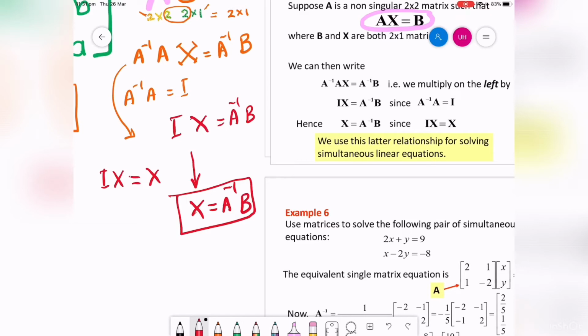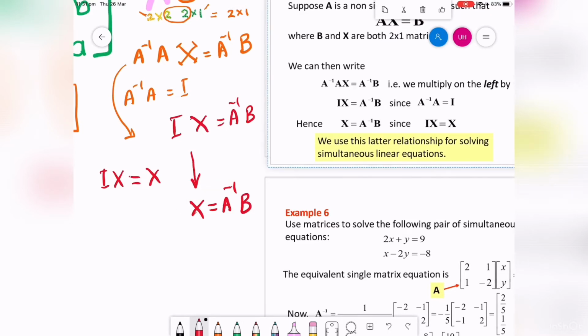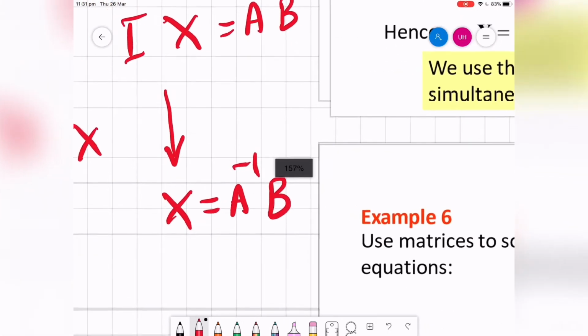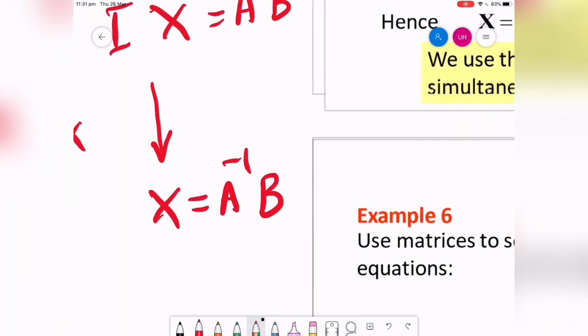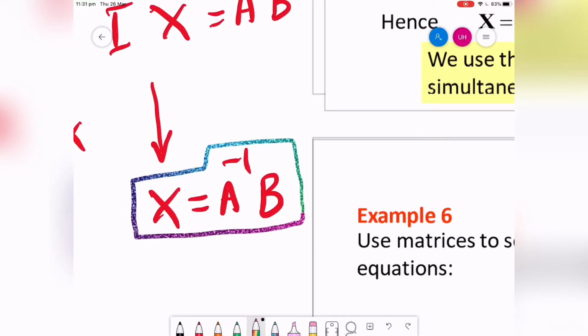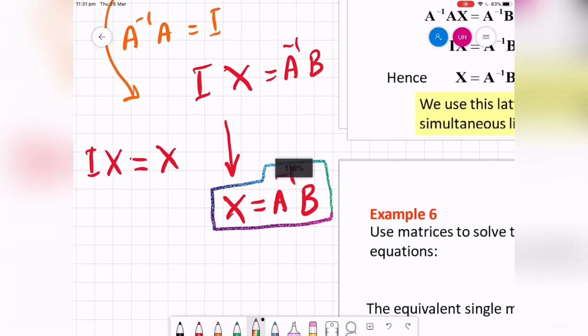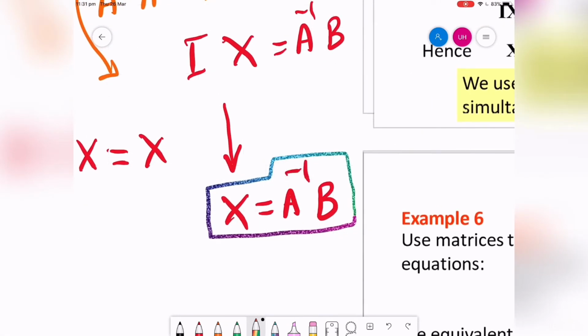That's how we get this expression, which we will use for solving linear equations. Okay? Right. So to solve linear equations, basically that means finding the values of x and y for them.